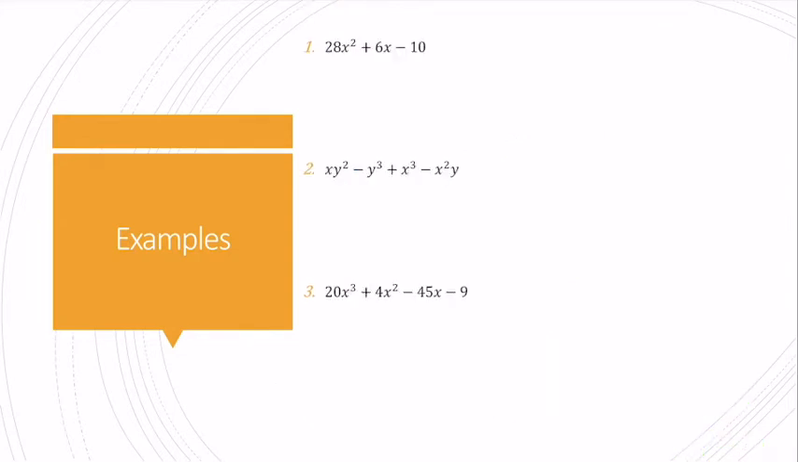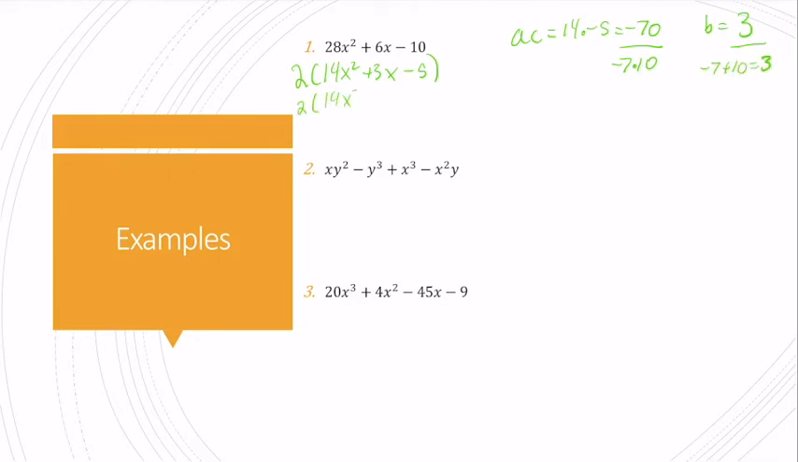So for this next example, I have 28x squared plus 6x minus 10. And I can see that they all have a greatest common factor of 2 in common. I'm going to pull out that 2. So I get 14x squared plus 3x minus 5. Now I need to find the factors of AC that add up to B. So what are some factors of negative 70 that add up to 3? How about negative 7 times 10? Because negative 7 plus 10 is 3.